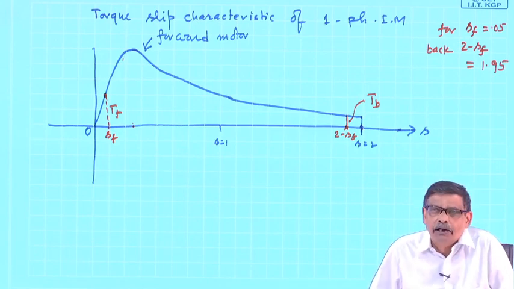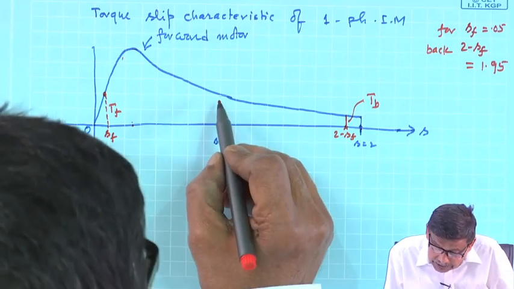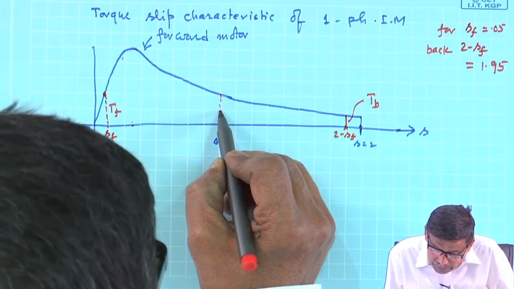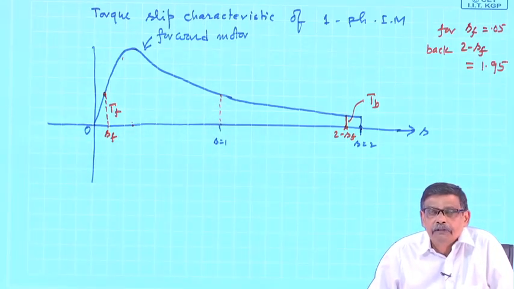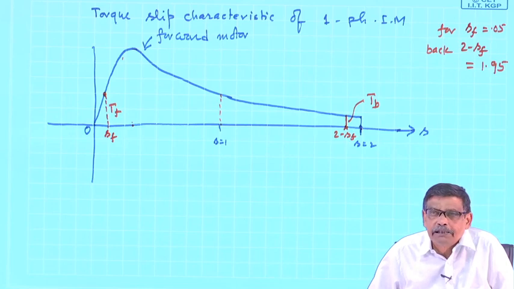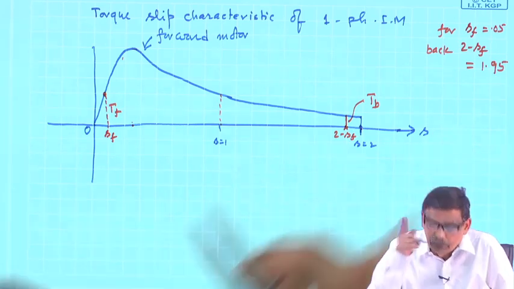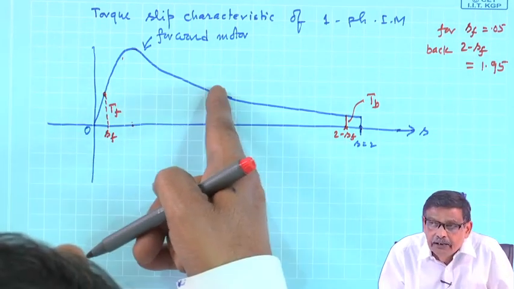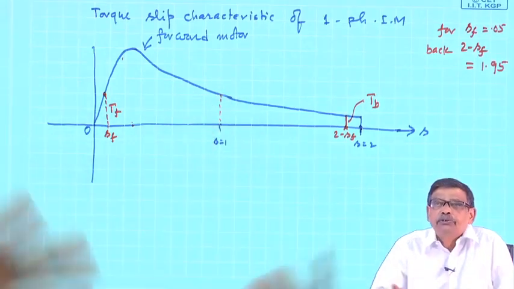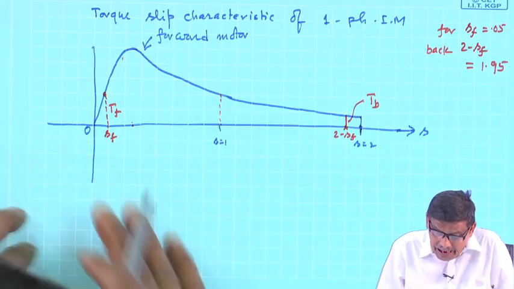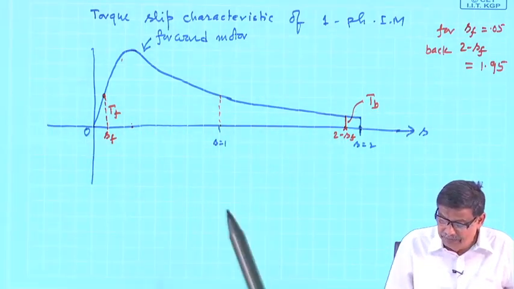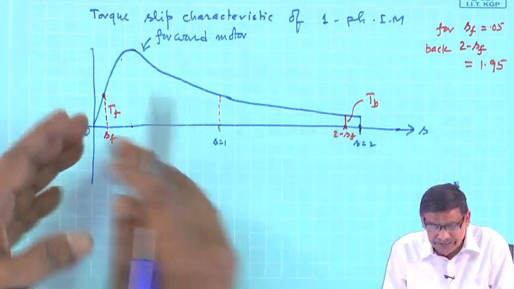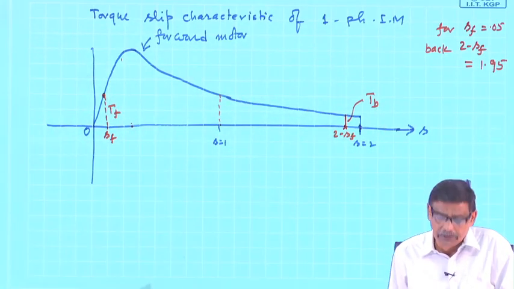If S equal to 1, suppose at starting, what is the torque developed by the forward motor? This will be the torque developed by the forward motor. What will be the torque developed by the backward motor? 2 minus S, that is once again 1, same value, and the difference of these two is 0.